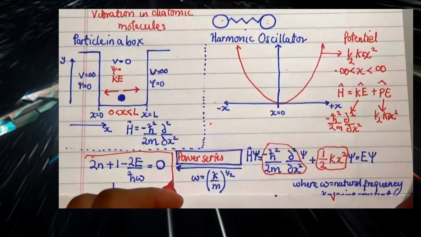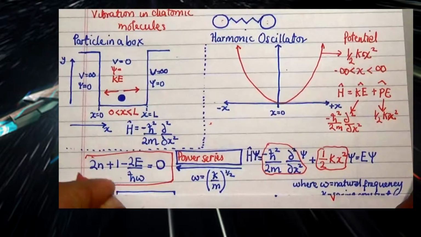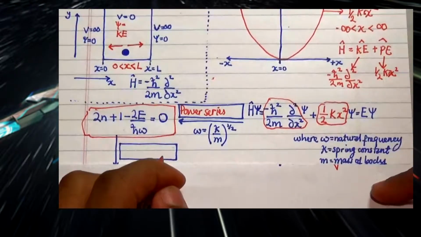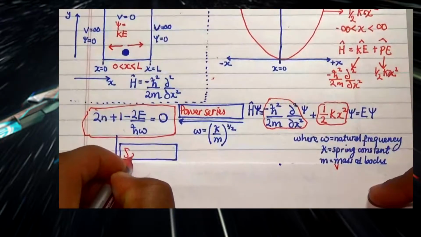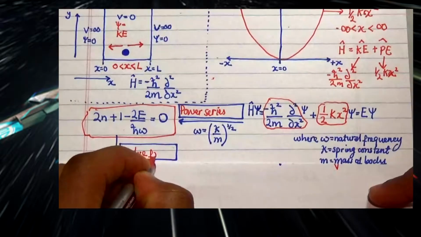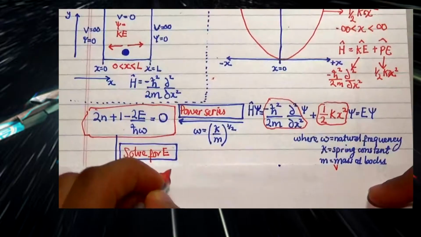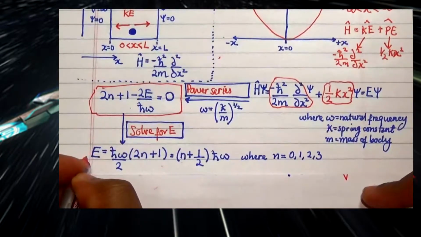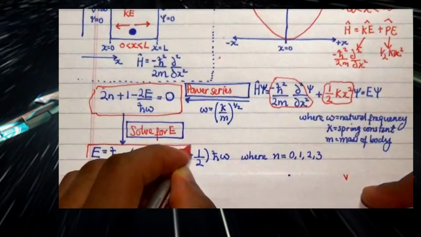Arriving at this formula makes us see how we can solve for E. So by solving for E, which is our energy, we're able to arrive at this particular formula over here.